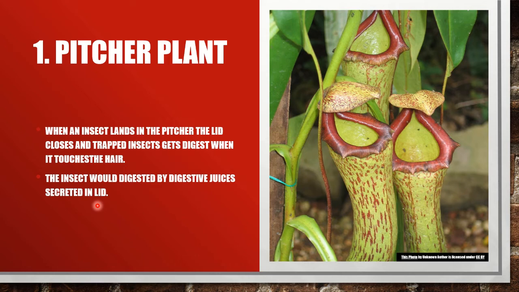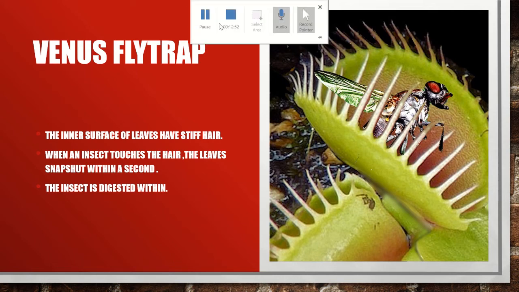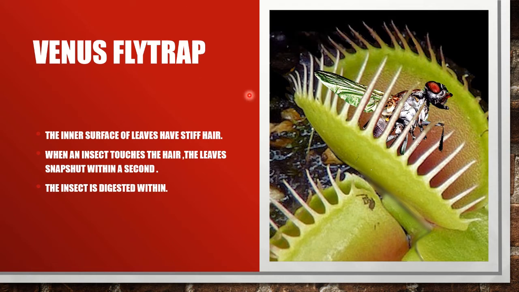Now we will learn about the Venus flytrap. The inner surface of the leaf has stiff hair. When an insect touches the hair, the leaves snap shut within a second. The insect is digested within.